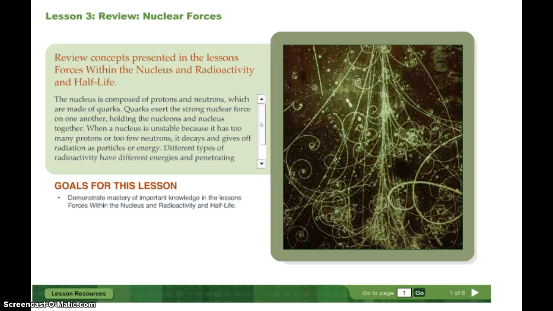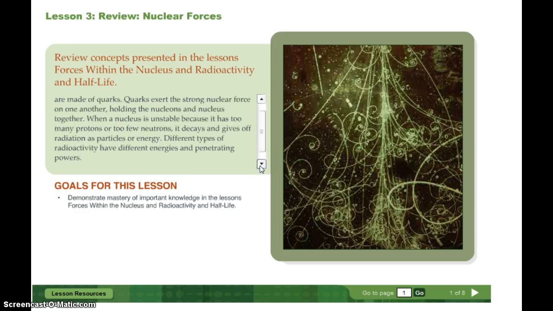Review concepts presented in the lessons, forces within the nucleus, and radioactivity and half-life. The nucleus is composed of protons and neutrons, which are made of quarks. Quarks exert the strong nuclear force on one another, holding the nucleons, or in other words, the protons and neutrons, and the nucleus together. When a nucleus is unstable because it has too many protons or too few neutrons, it decays and gives off radiation as particles or energy. Different types of radioactivity have different energies and penetrating powers.